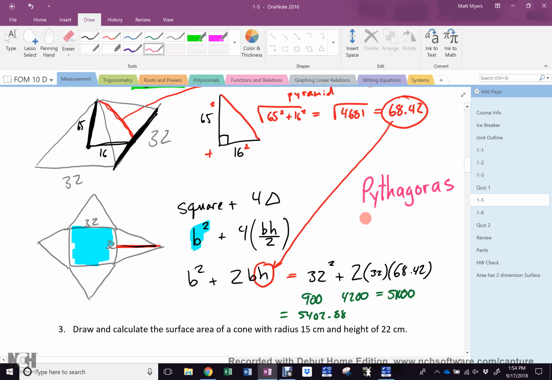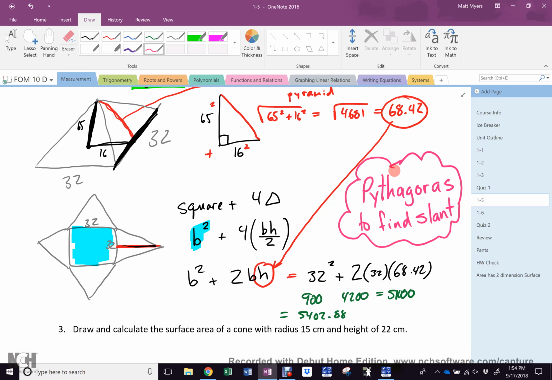Sorry, Pythagoras to find slant. Always. I warned you about that. In earlier grades, all the way along, we would have told you, find the hypotenuse. And that was the only thing you did. And we gave you the gold star. Find the area of a square.